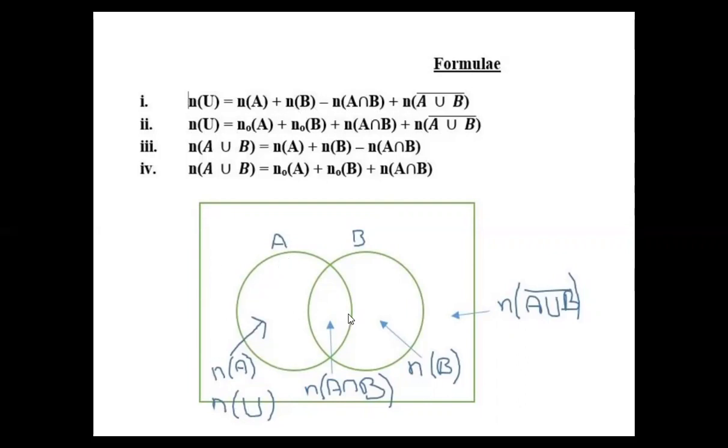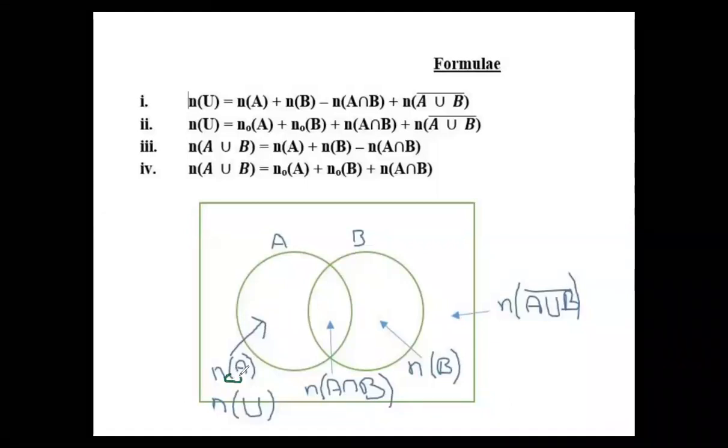So what does it contain? It contains A, it contains B. This circular box is A, and this is B. Now, if you are talking about just this part only, then this is called n only A. This is only A part, and this is only B part.